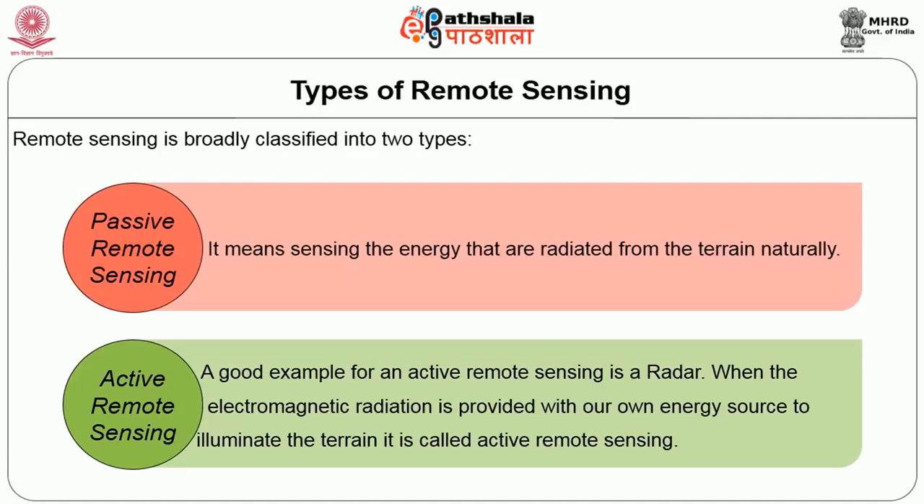So radar is one of the best examples for active remote sensing, and the electromagnetic radiation that is produced from the radar hits the objects present in the atmosphere, such as the aircraft, and through this the aircraft starts reflecting that particular radiation which is emitted artificially. This artificial emission of radiation is called active remote sensing.